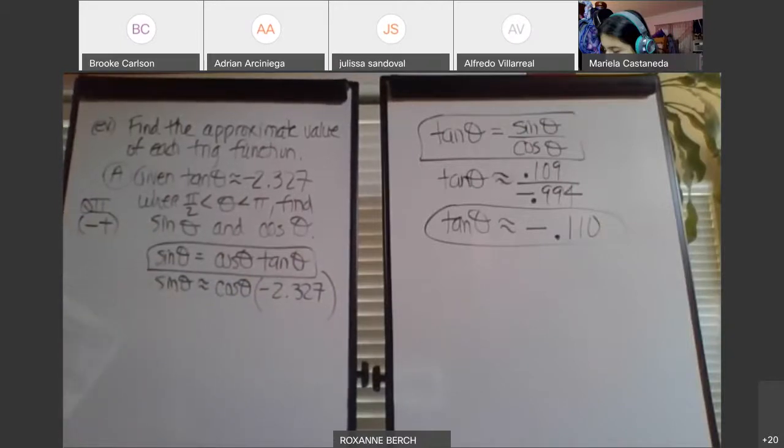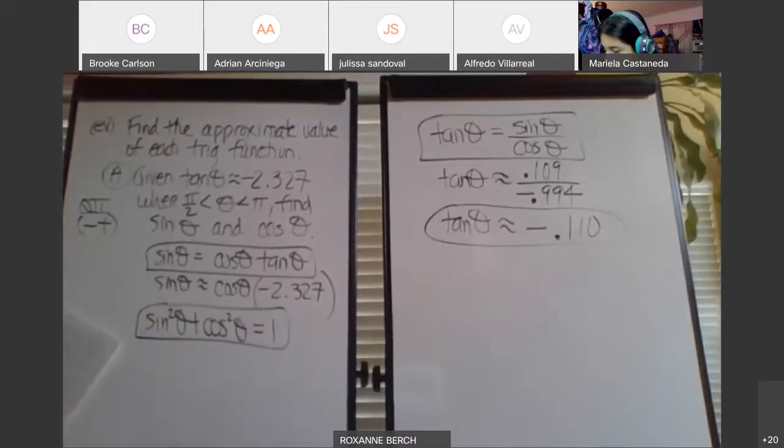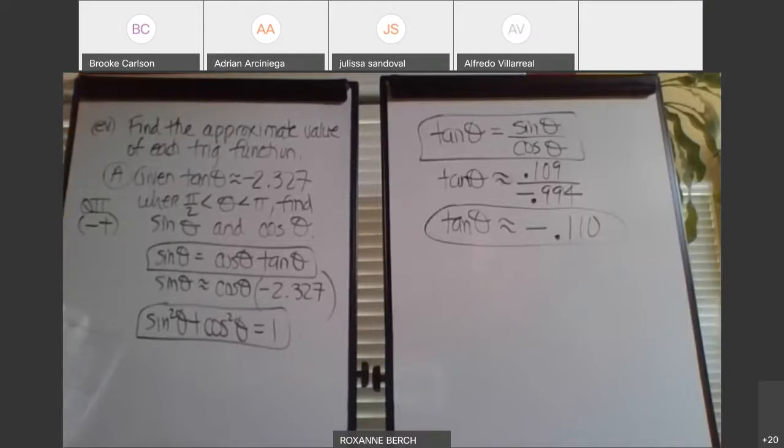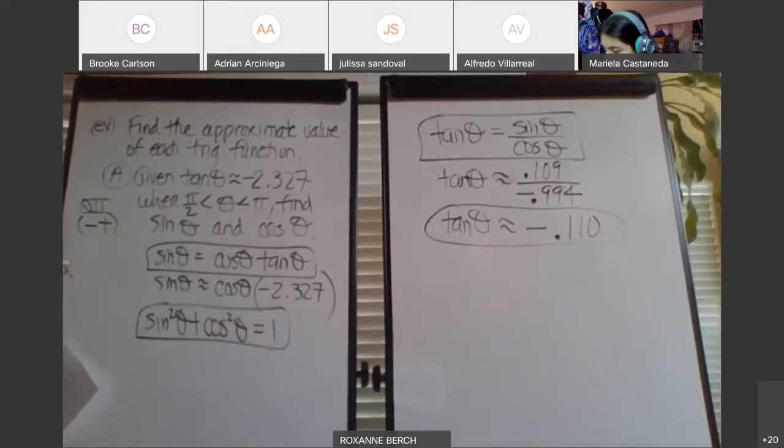Now I'm going to use the Pythagorean identity: sine squared theta plus cosine squared theta equals 1. You do this all the time in pre-calculus. These are unlike terms. This is like an x squared and a y squared. They don't go together, right? It's like trying to solve x squared plus y squared equals 1. Can't solve it. Two different variables.